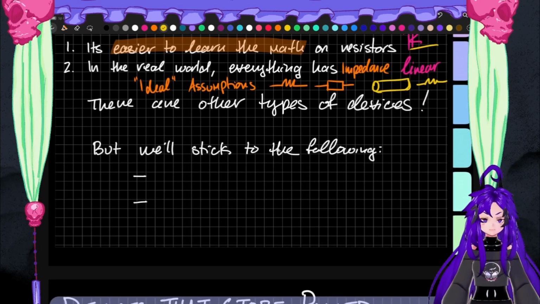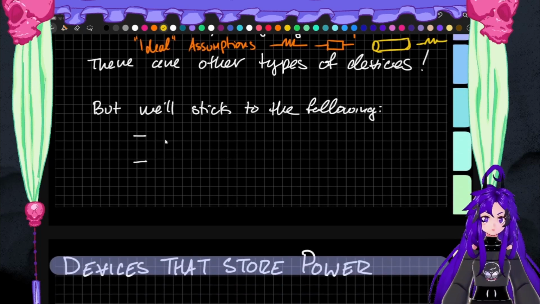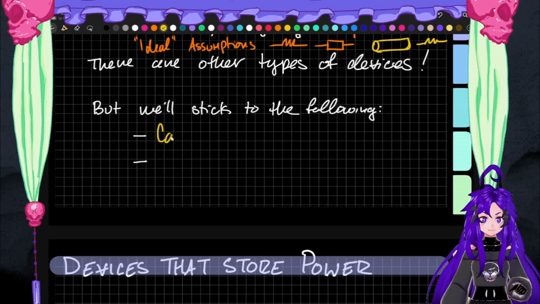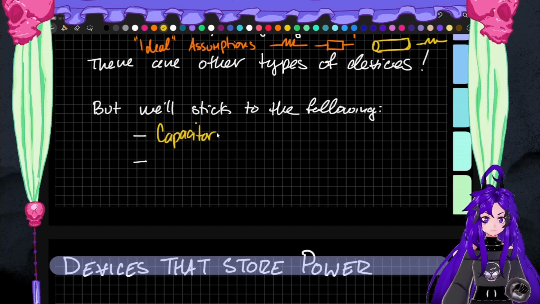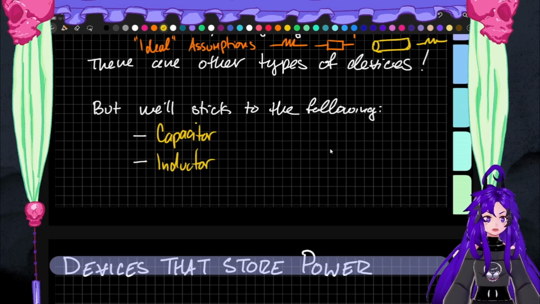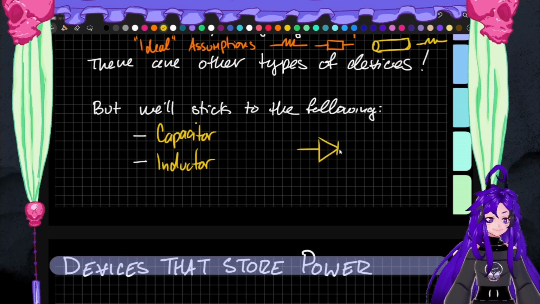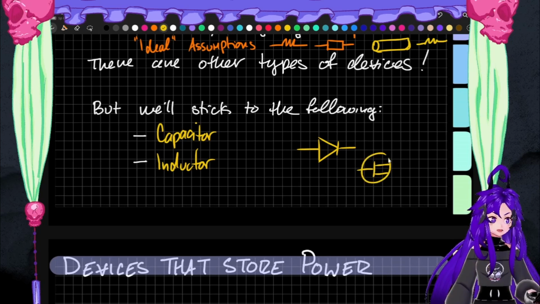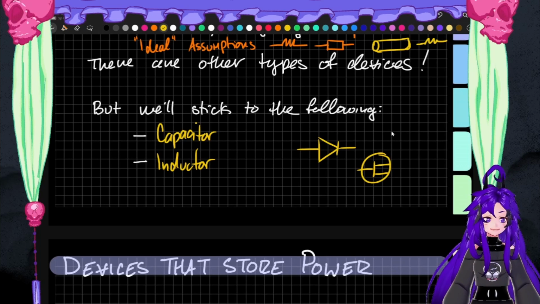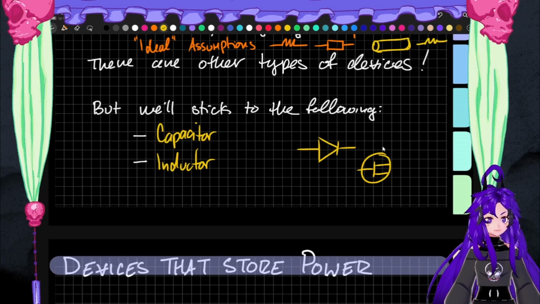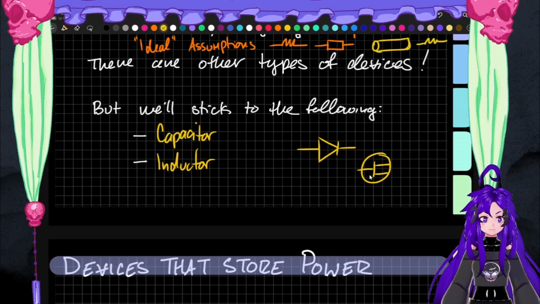So, there are other types of devices. But we're going to stick to the following. We're going to stick to something called a capacitor and something called an inductor. At some point, I might put out supplemental lectures that talk about things like diodes or transistors. But that's going to be, A, very high level, and B, supplemental if we have the time for it. So, mostly, the important part is capacitors and inductors.